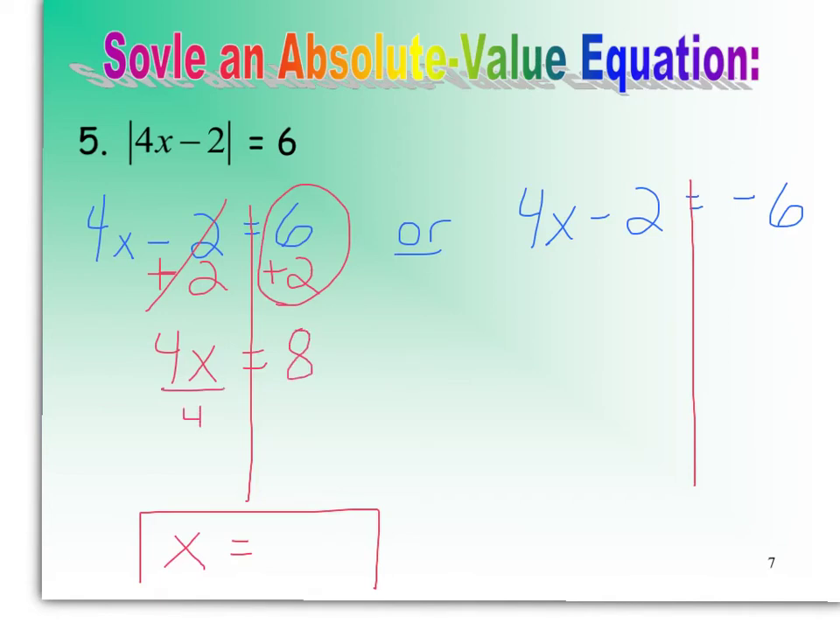Now we need to cancel out the 4. So we're going to divide on both sides by 4. Those cancel out. 8 divided by 4 is 2. One possible solution for x is 2.